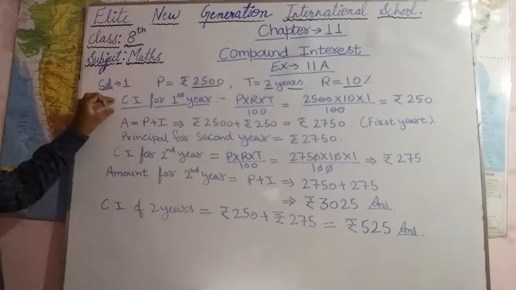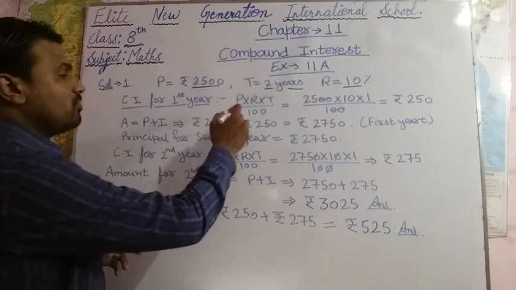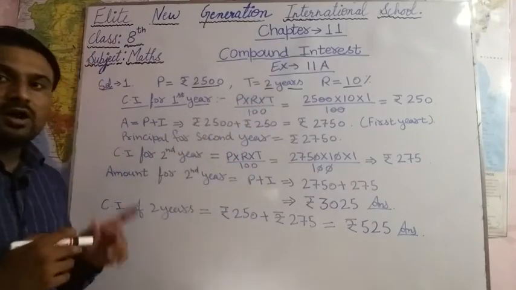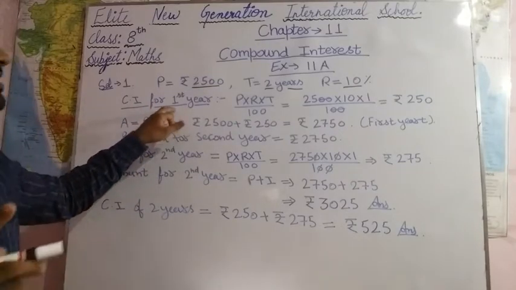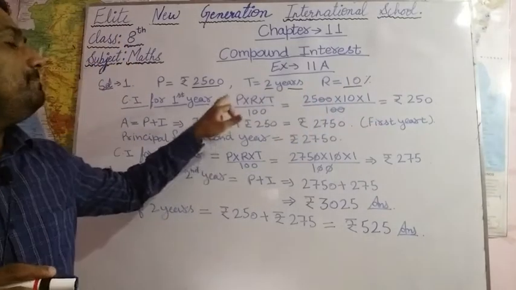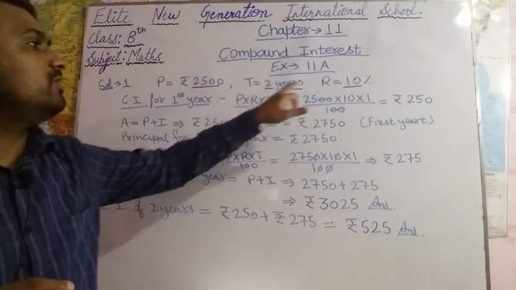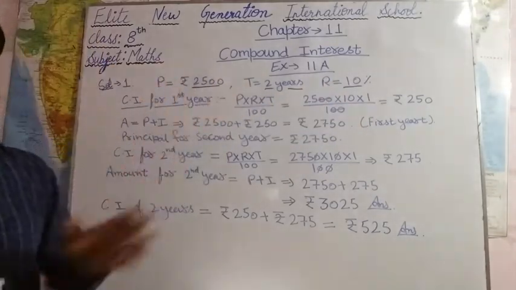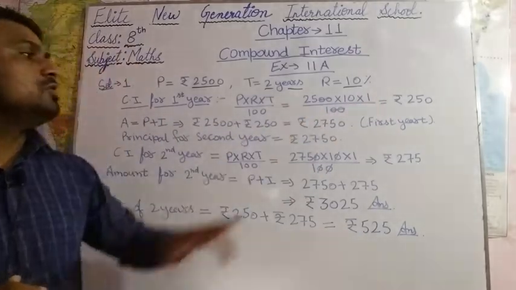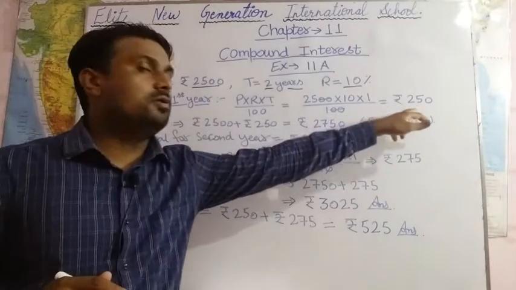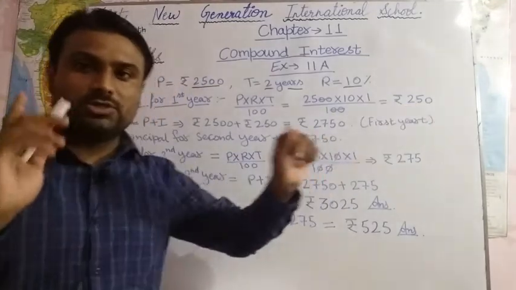First of all we will find compound interest for the first year. CI of the first year we will find by the formula P into R into T upon 100. Here we are talking about the first year, so we take time as 1. In place of principal we take 2500, in place of rate we take 10, and time is 1 year, upon 100. By solving it, it will be rupees 250. So this rupees 250 is the compound interest for the first year.